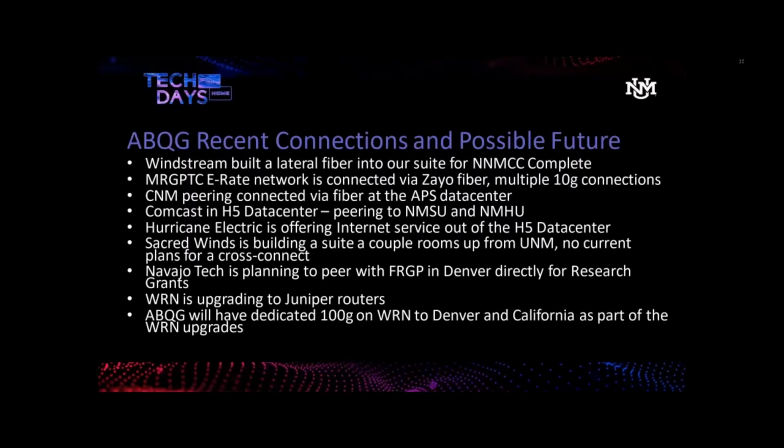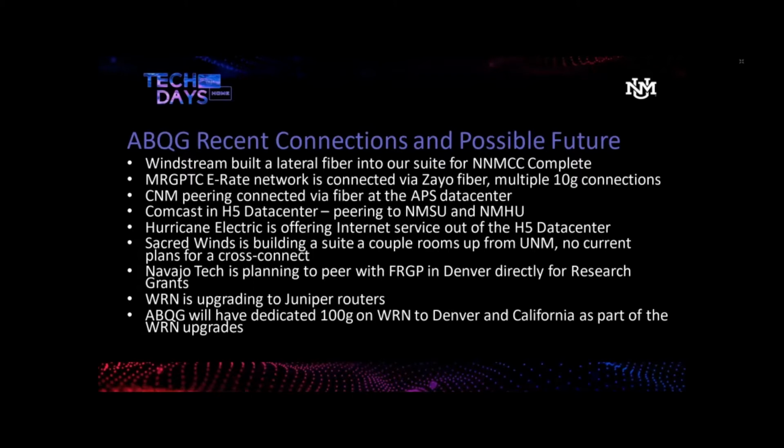Windstream built a lateral fiber into our suite for the Northern New Mexico College. And so they have a connection to us through Windstream. They also have a parent connection through Windstream, so they have some redundancy built into that connection. The Mill Rio Grande Pueblo Tribal Consortium E-Ring Network has been connected. There's some Zayo fiber between Albuquerque and Burleo, and there are multiple 10 gigabit connections across that providing service for that E-Ring network. We're hoping to use that more for them here soon.